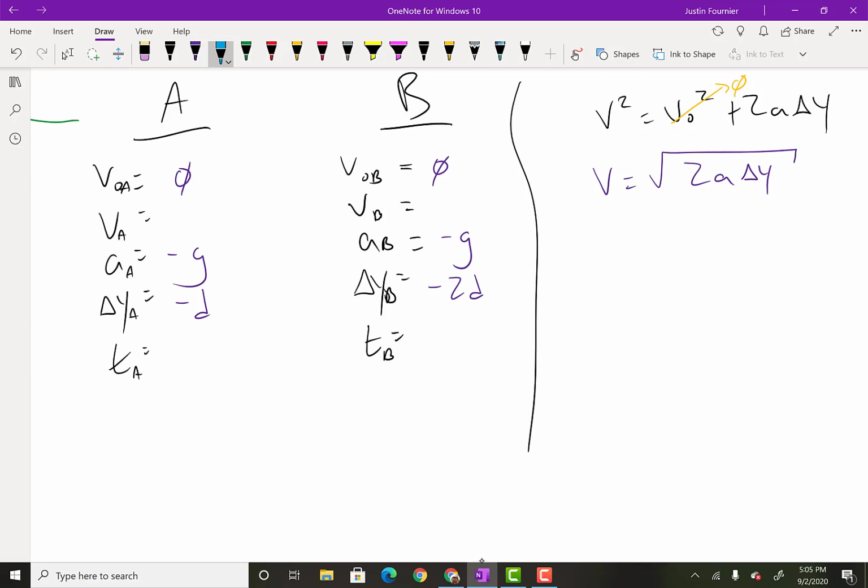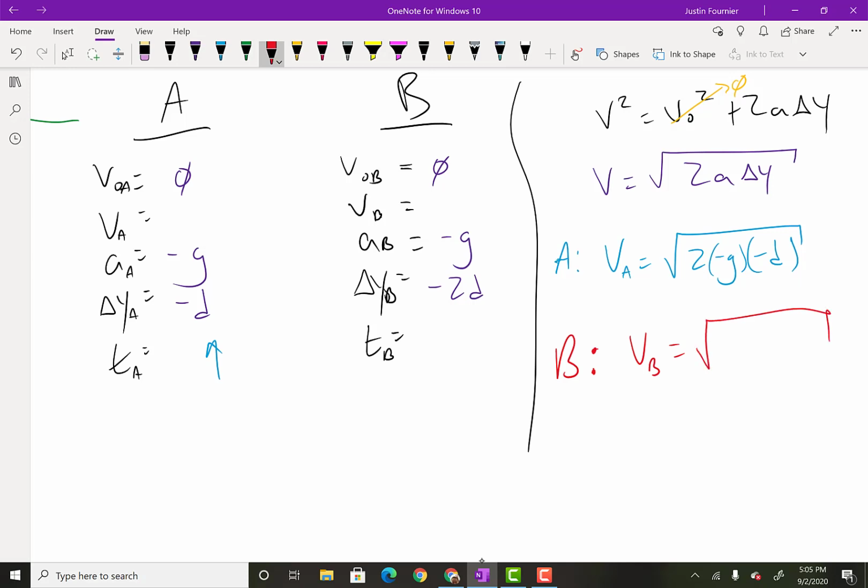And now plugging in these two situations. In situation A, I got the relationship that velocity A is equal to the square root of 2 times negative g multiplied by the displacement, which is negative d. So this is all A stuff here. And then I can compare that with situation B. In situation B, I got VB, which is that new velocity that I'm trying to compare, equals the square root of 2 times negative g times negative 2d, and there we go.